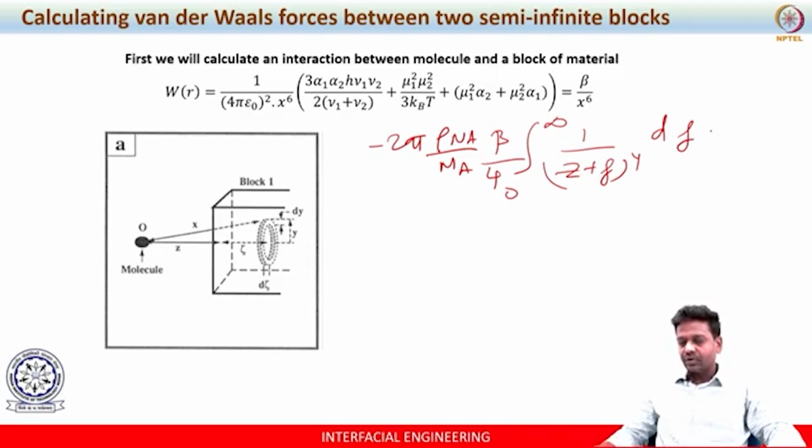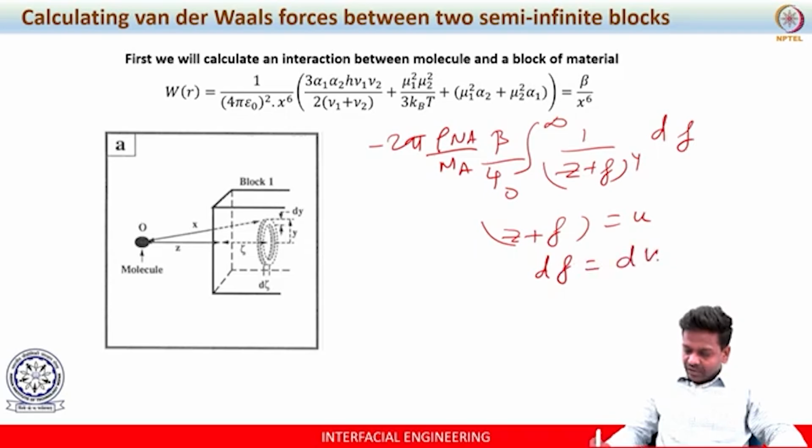If you have to evaluate this integral, again you can substitute z plus zeta as u. Then d zeta will simply be du. The limit will go from z to infinity, instead of 0 to infinity.